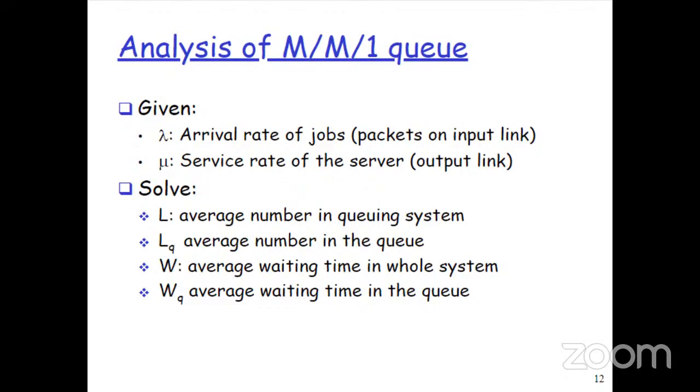Average waiting time in the whole system is different. Average waiting time in the queue is different. So W and Wq, L and Lq. These are the symbols they'll be using for the different solutions. It is clearly mentioned in your material also. Do you have your PDF, the PDF sent by the university?